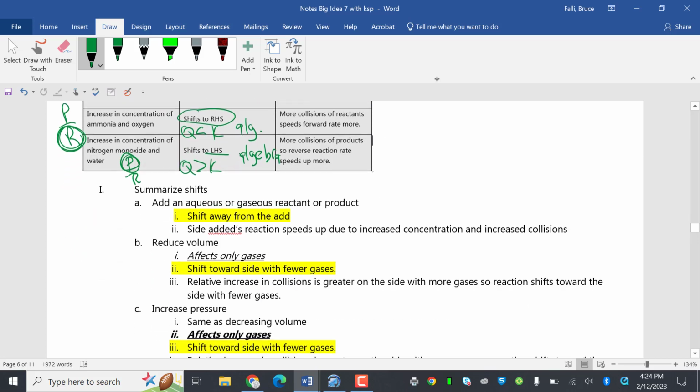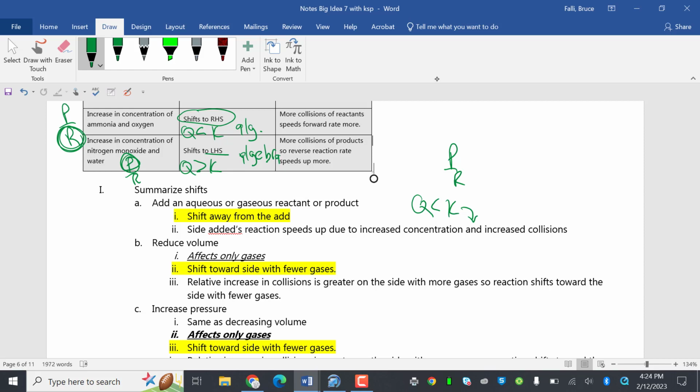Summarizing the shift. Remember, when you explain it, you have to explain it with Q or K or the number of collisions. But here's how we can remember it. If you add an aqueous or gaseous reactant or product, it'll always shift away from the add. The side added's reaction speeds up due to the increased concentration and increased collisions. And again, remember I have products over reactants. Q is less than K, algebraically.